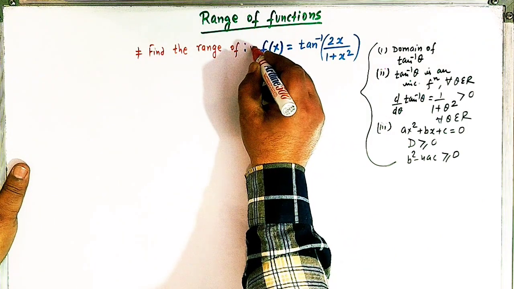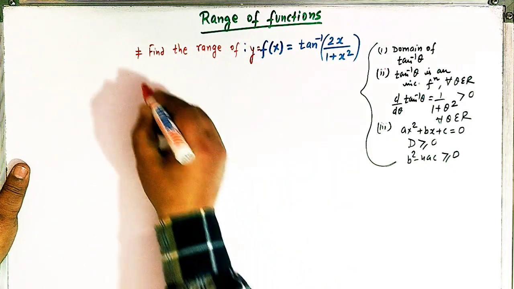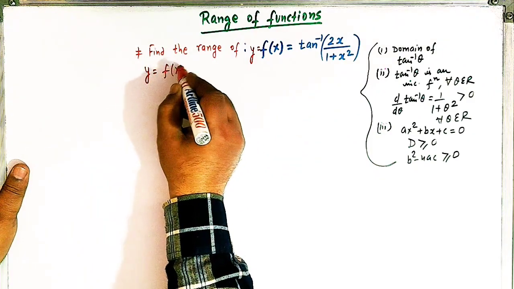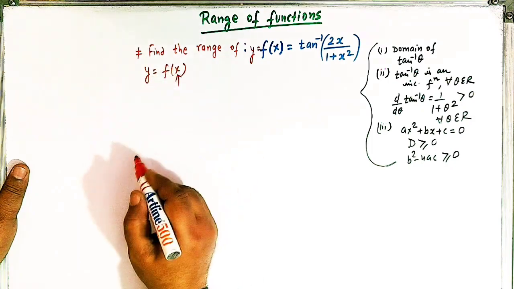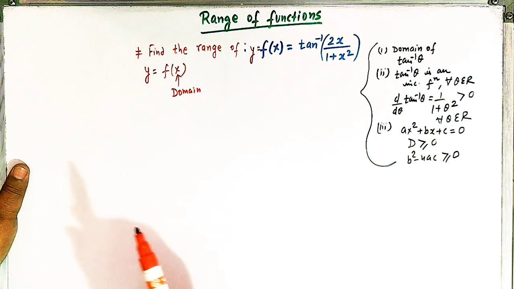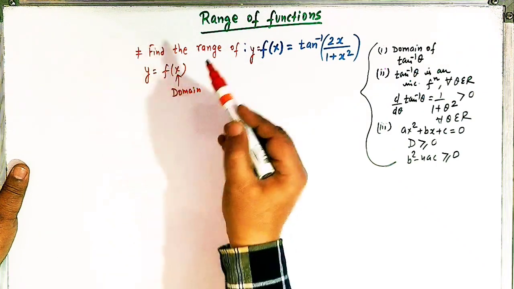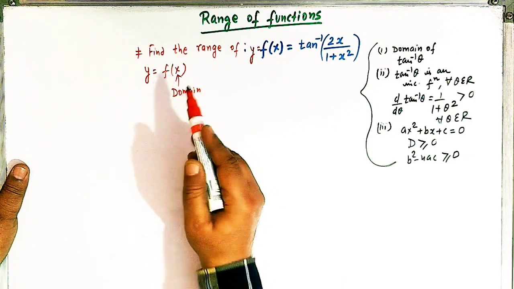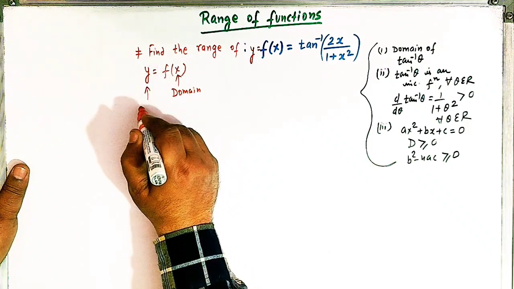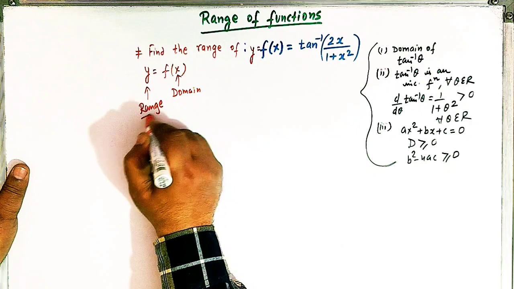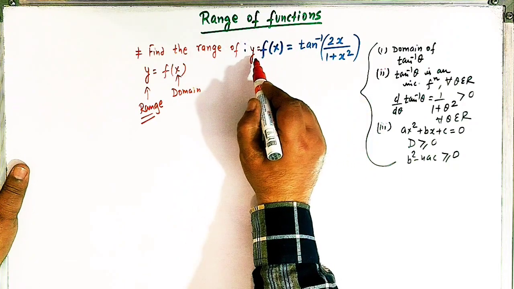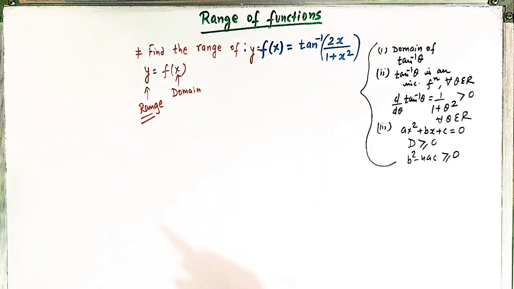So let us take the function y equal to f of x, right? From the definition of domain and range, we know that all the valid values of x, that is all the values of x for which the function is defined, fall in the set of domain, and the value of y corresponding to some x constitutes our range, right? So we have to find all the values of y, or the interval in which the values of y will fall, right?